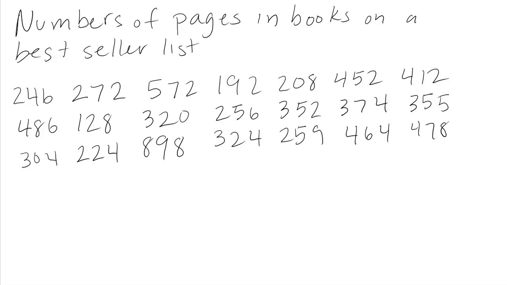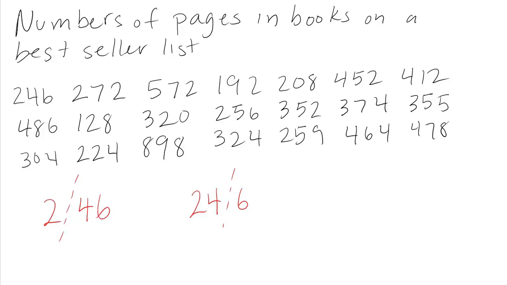So I'm going to start with that very first piece of data, this 246 page book. I actually have 2 options for how I could divide that up. I could take the 246 and divide it so that it has a stem of 2 and a leaf of 46. Or I could divide it so that it has a stem of 24 and a leaf of 6. How do we determine which option is better? By looking at the rest of the data as well. And if you scan it really quickly, you'll notice that this goes all the way up to 898.